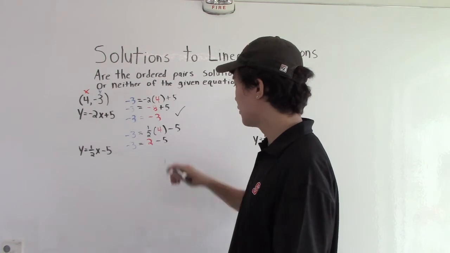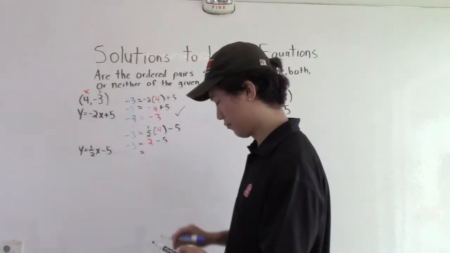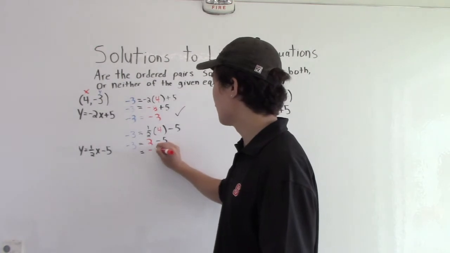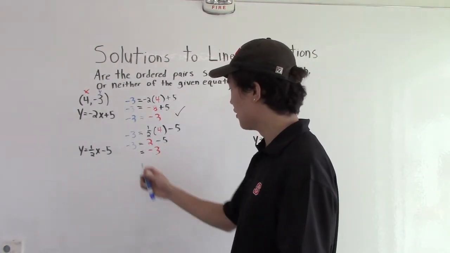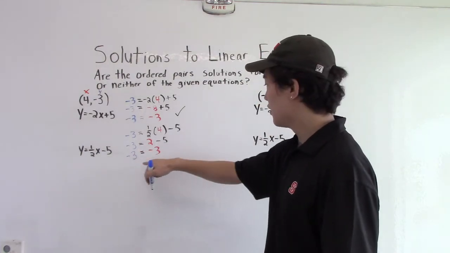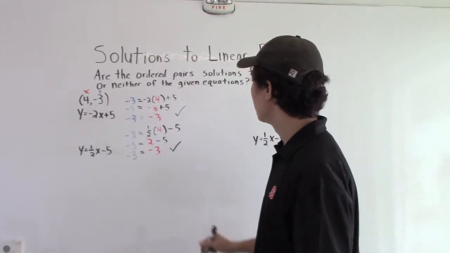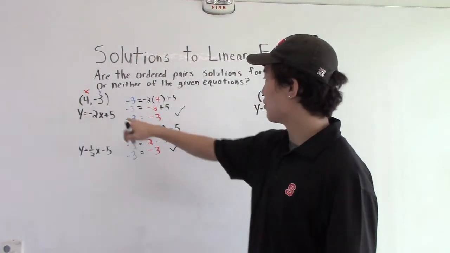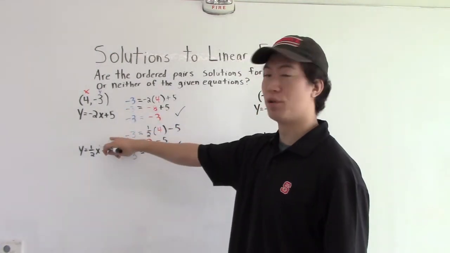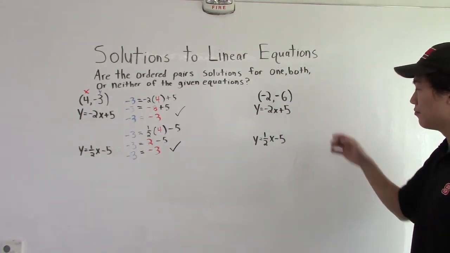And 2 minus 5 will give us, again, negative 3. And again, we already know the other side is negative 3. So therefore, negative 3 equals negative 3. This is also a solution. So this ordered pair is a solution for both of the given equations. Now let's move on to the second.